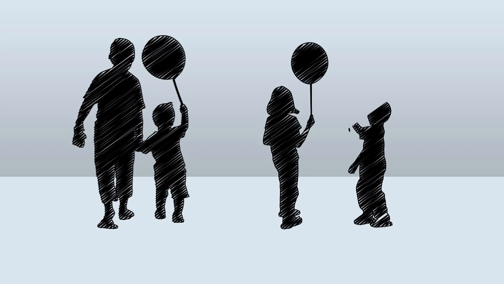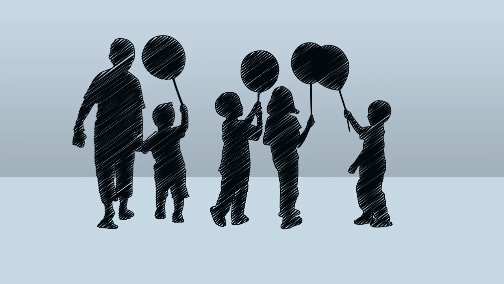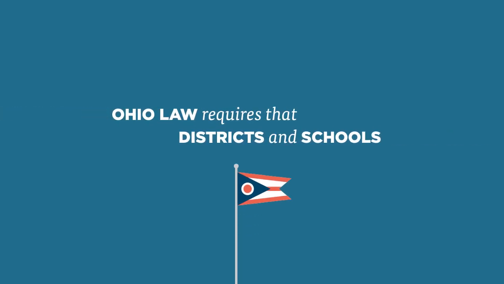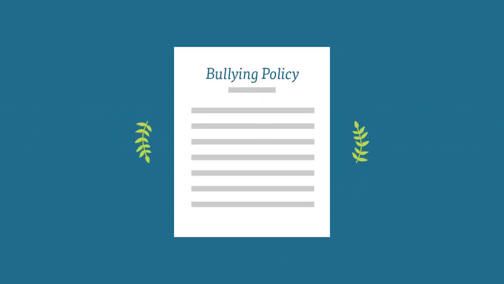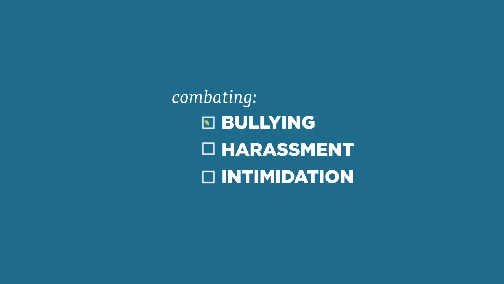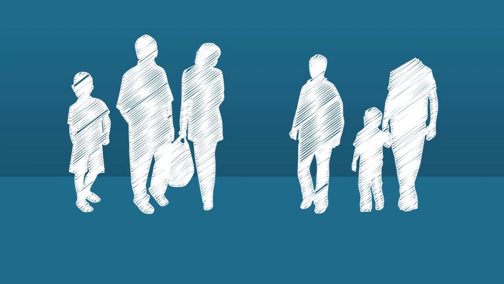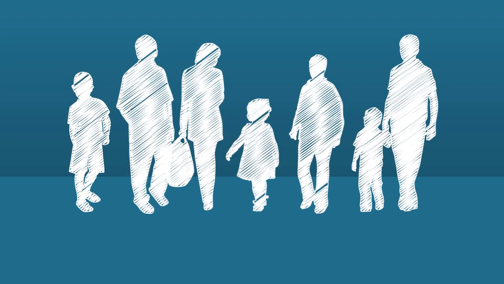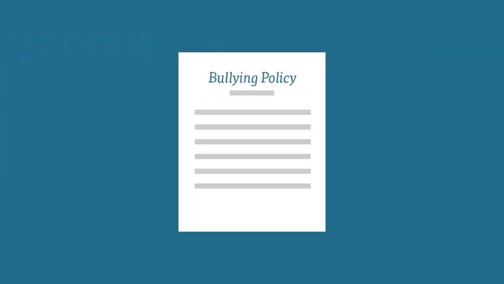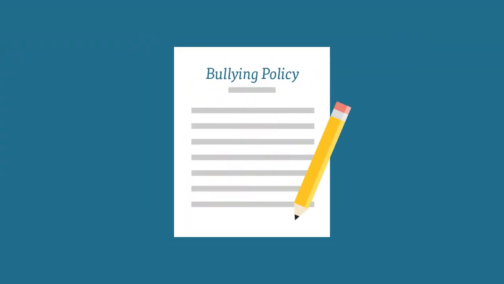Bullying is a serious problem. It's the responsibility of every Ohio school to create a setting in schools that keeps students safe. Ohio law requires that districts and schools have a policy approved by the local school board of education for combating bullying, harassment, and intimidation. Students, families, school employees, volunteers, and community members should be involved in developing the policy.